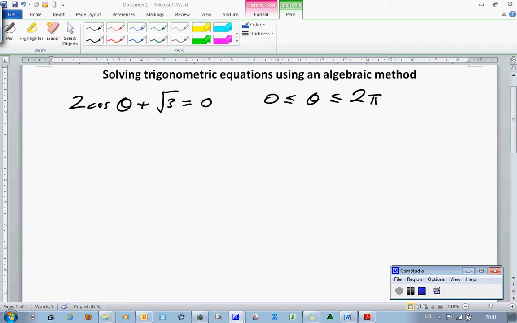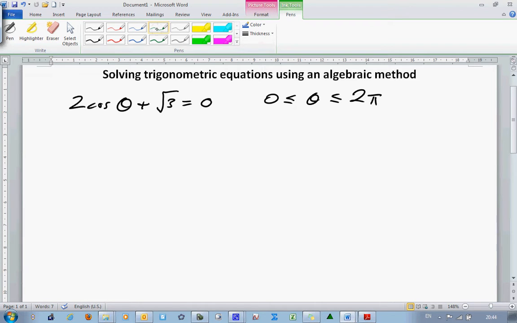In this demonstration, I'm going to show you how to solve this equation, and notice that we're working in radians this time, from 0 to 2 pi. Same idea as before. What we're trying to do is isolate cosine theta. So let's see if we can get that on its own. The first move would be to subtract root 3 from both sides, and that would give us 2 cosine theta is negative root 3.